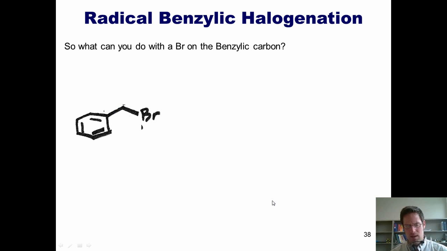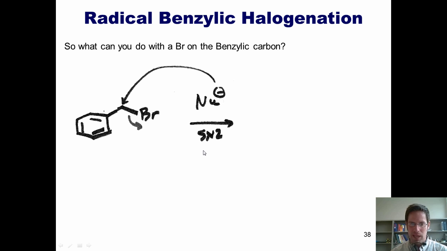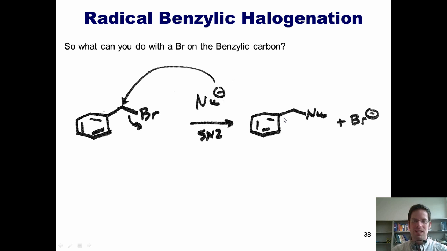You might ask me, why, Mike, are you reviewing this stupid reaction? Well, as it turns out, once you have a bromine on the benzylic carbon, you can do lots of synthetically useful things with it. As you may recall from Chapter 8, a bromine is a really good leaving group, which means that if you react it with a nucleophile, the nuke can displace the bromine and give you this type of compound right here. This is an SN2 substitution reaction.